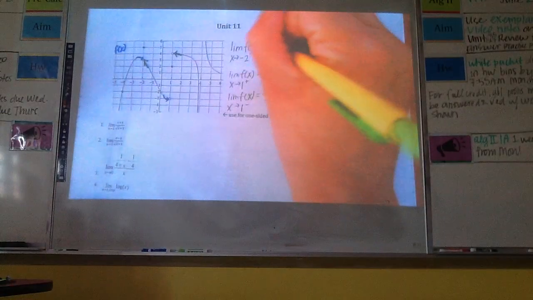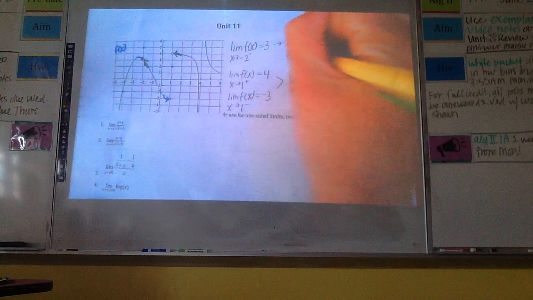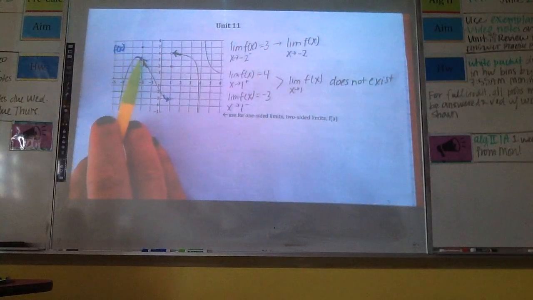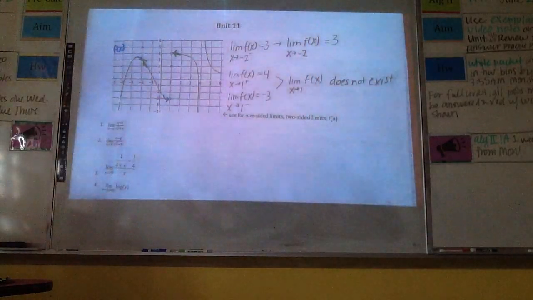Whereas the two-sided limit of f of x as x approaches -2, coming either from the left side or the right side, in either case you're approaching the y value 3.